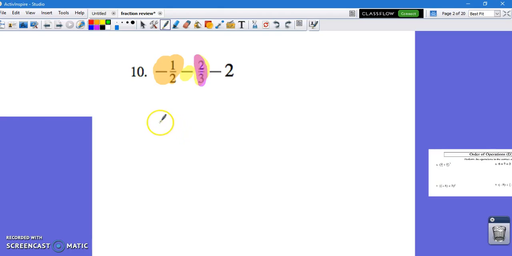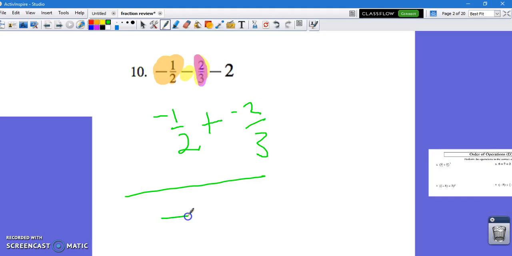So what do we do when we have a subtraction problem? We change it to addition. Keep the first one the same, right? Change the problem to addition, right? Change the sign of the second number. If my second number is positive, it is now negative. Follow your addition rules. A negative plus a negative. My final answer is going to be negative. I'm just going to add these two together.